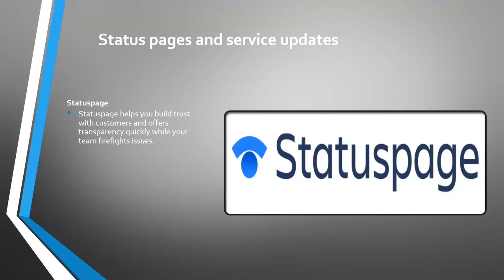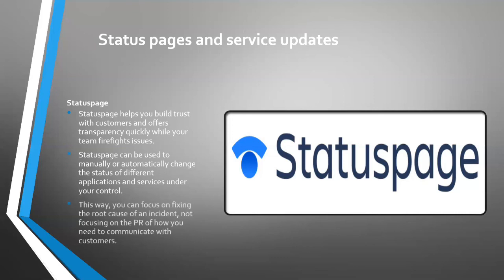This way, you can focus on fixing the root cause of an incident, not focusing on the PR of how you need to communicate with customers. The faster you fix problems, the happier your customer will be. But in the meantime, customers need a way to find out what's going on with your service. Otherwise, you will be inundated with emails and phone calls wondering what's going on.